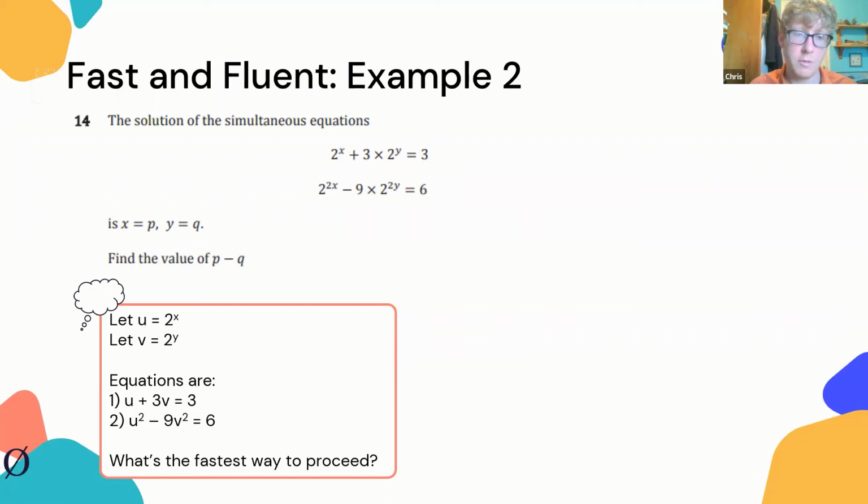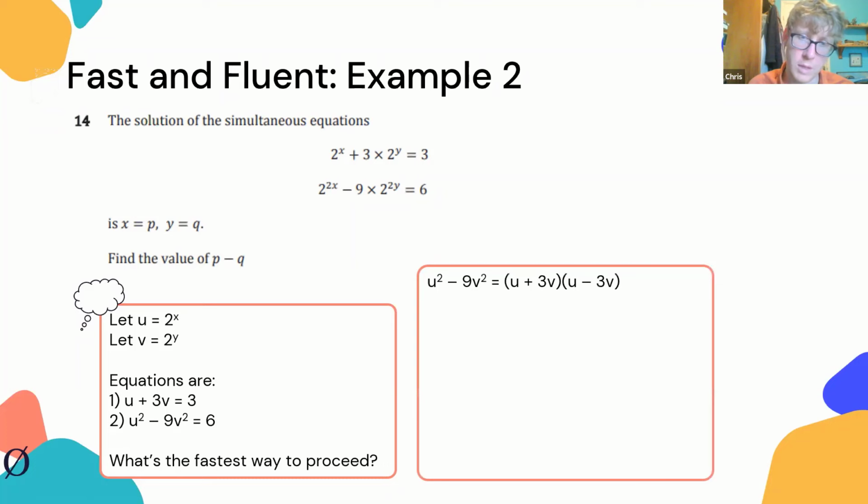That's okay. You can see there are a few steps there. So I think a couple of people mentioned in the chat, maybe you can do difference of 2 squares. So, okay, let's try that. Yeah, you can do difference of two squares. In particular, equation 2, we can factorize as u plus 3v times u minus 3v on the left-hand side.